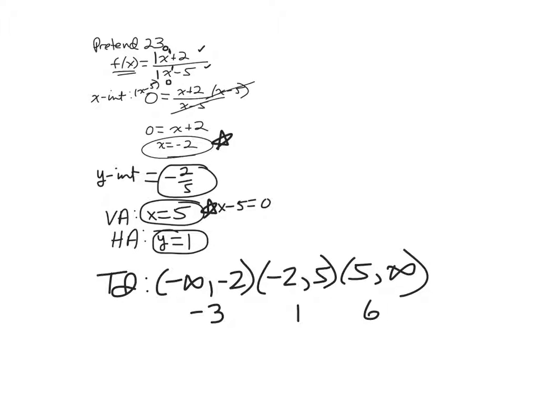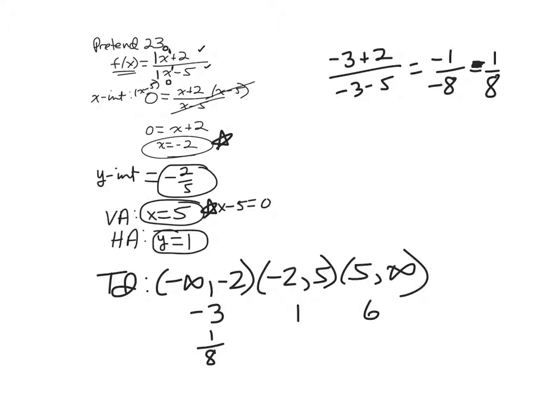So if I put the -3 in, I'll have -3 plus 2 over -3 minus 5, to be -1 over -8, or 1/8. Now we did a lot of that on our calculator using the table, so if you want to use the table, you can do that. So -3 in gives me 1/8 out, and it tells me I'm always above the x-axis from negative infinity to negative 2.